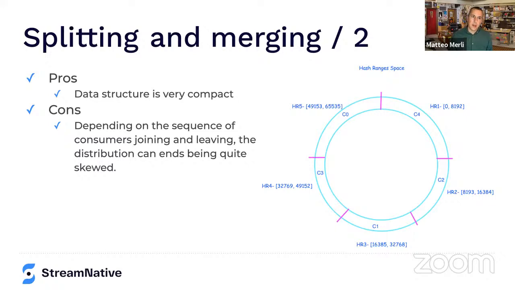Now the con of this approach is that, depending on how consumers are joining and leaving the group, the distribution can be more or less skewed.